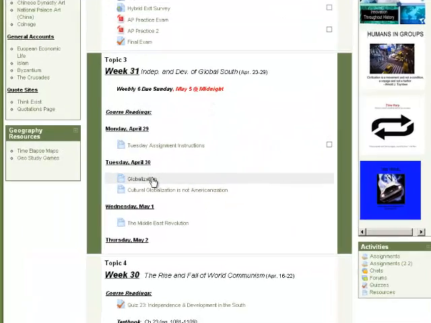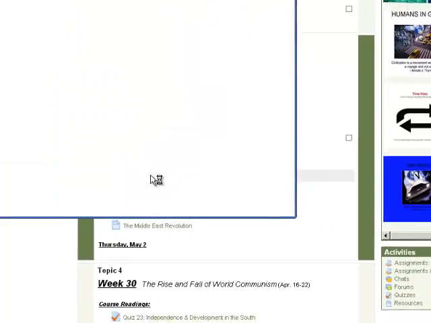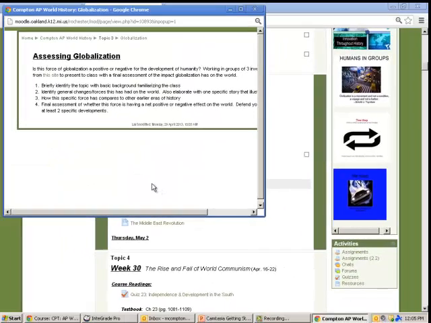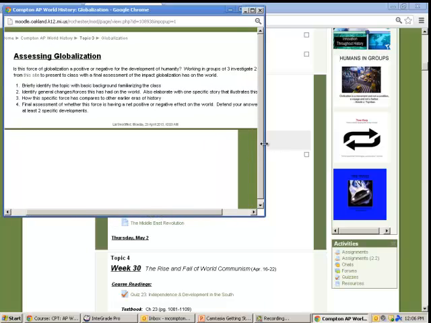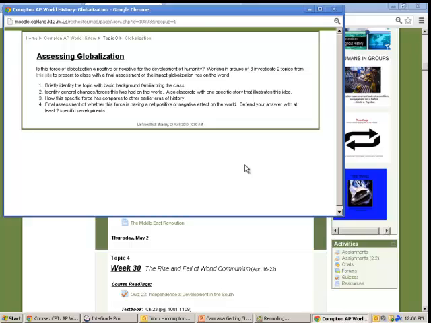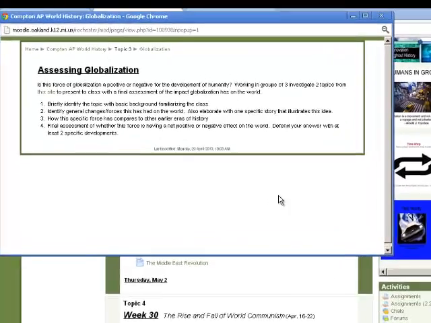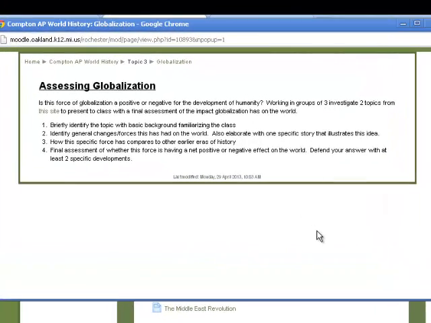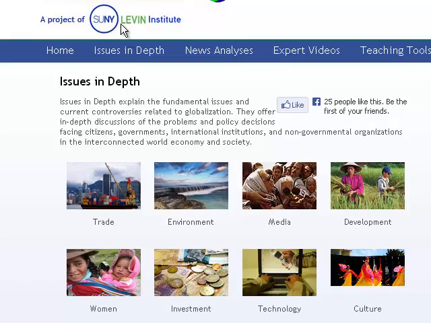All right, the second part is assessing globalization. You'll open up this link right here, and the goal of this assignment is, let me read it here, let me open it up. Is this force of globalization positive or negative for the development of humanity? That's the ultimate question that you're needing to assess. Working in your groups, you're going to investigate 2 topics from this website to present to the class. All right, so here's the website.